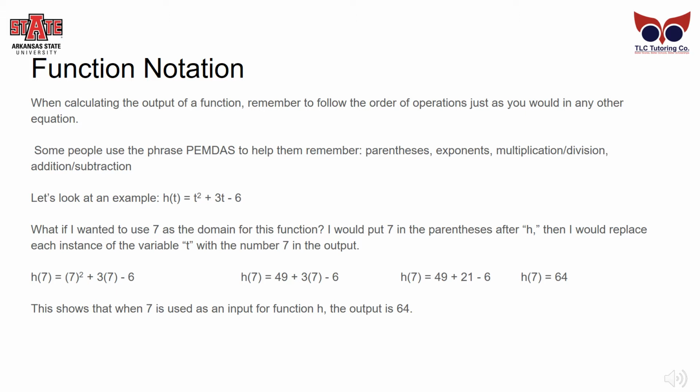Therefore, h of 7 equals 49 plus 3 times 7 minus 6. Notice the order of operations as it's being applied. h of 7 equals 49 plus 21 minus 6. Therefore, h of 7 equals 64. This shows that when 7 is used as the input for h, the output is 64.